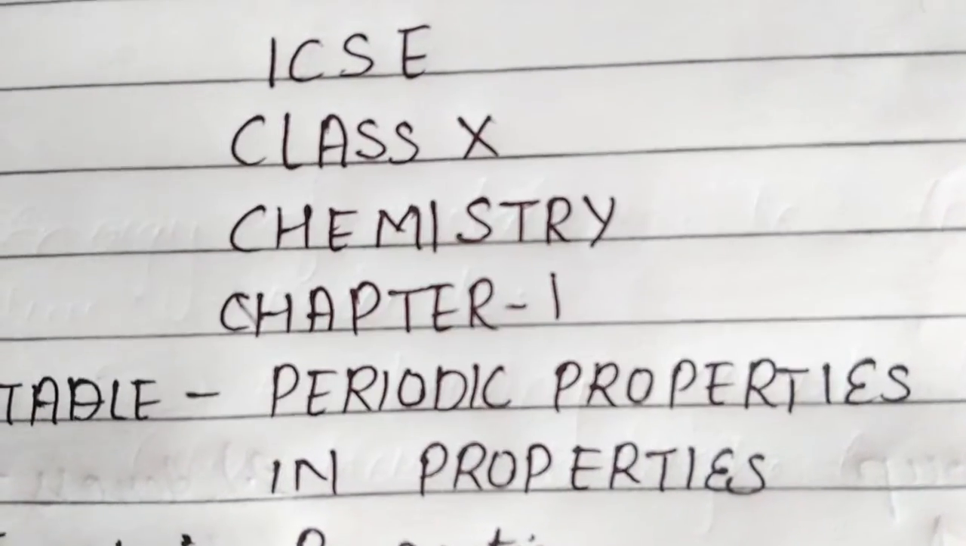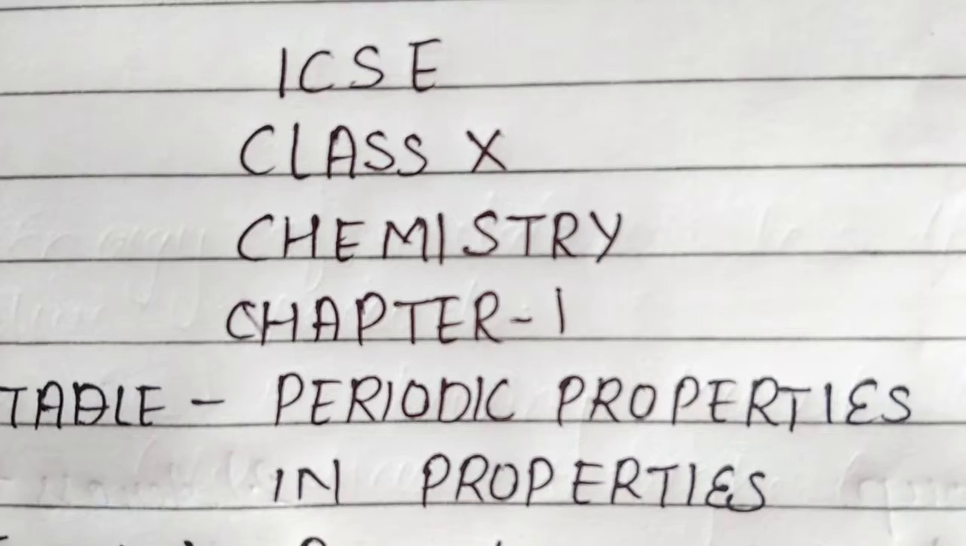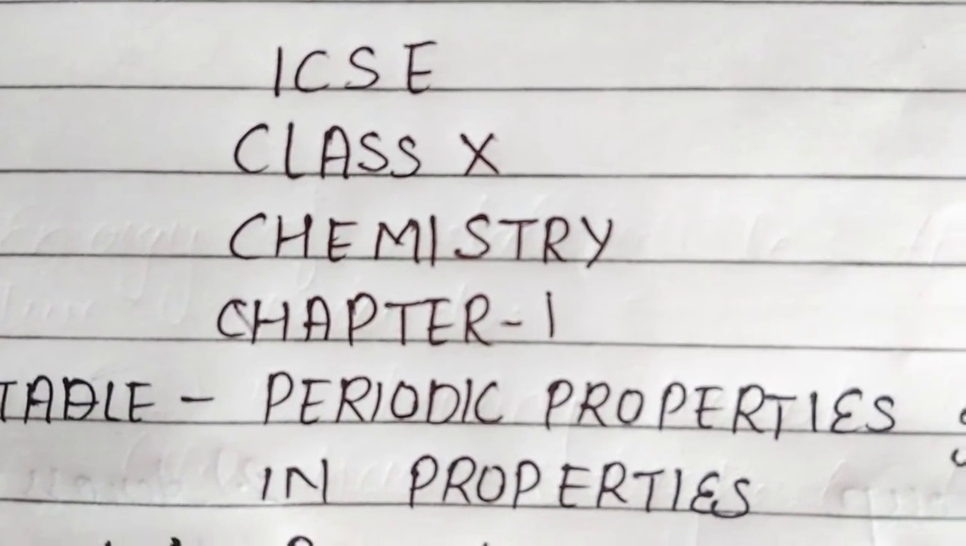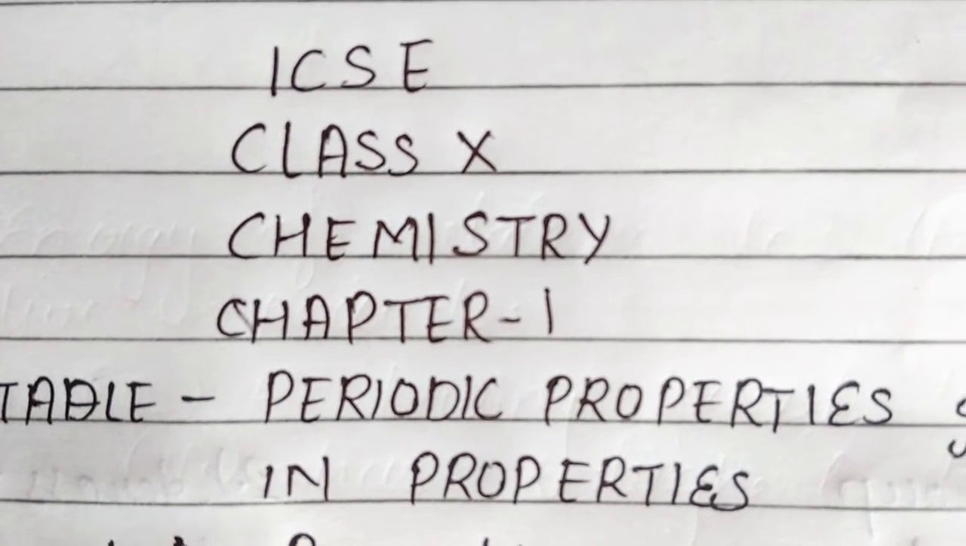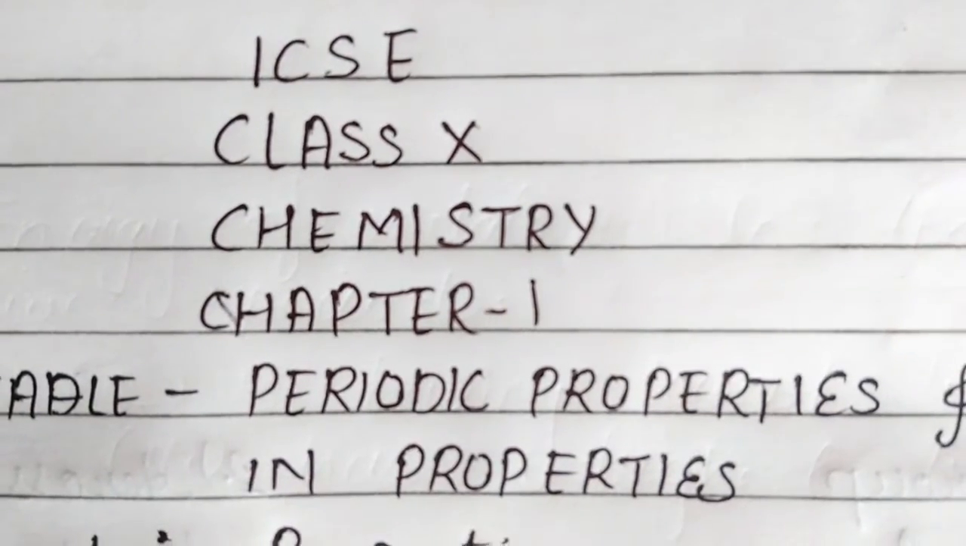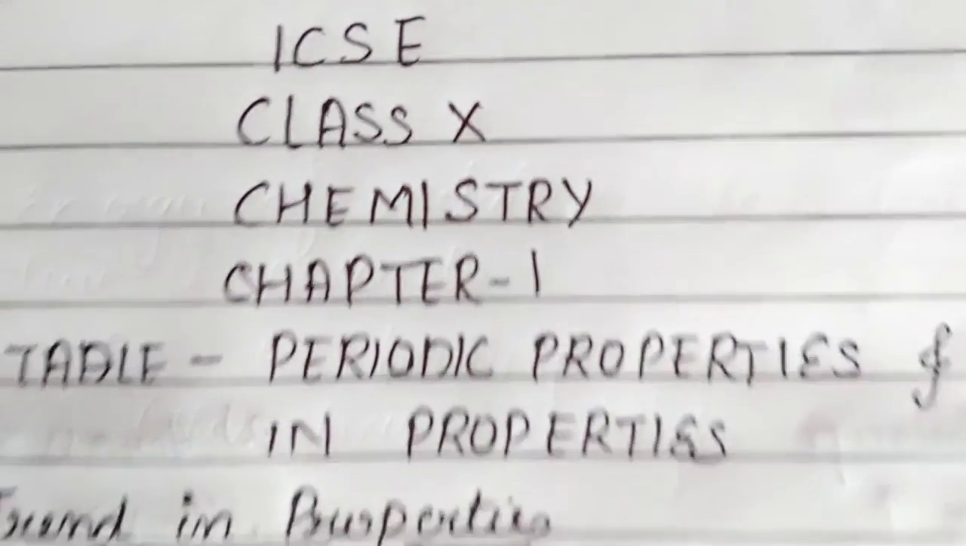Hello friends, I am Hardik Sharma and today we are going to discuss ICSE Class 10th Chemistry Chapter 1, that is Periodic Table, Periodic Properties and Variations in Properties. Today we are going to discuss the fourth property, that is electronegativity.